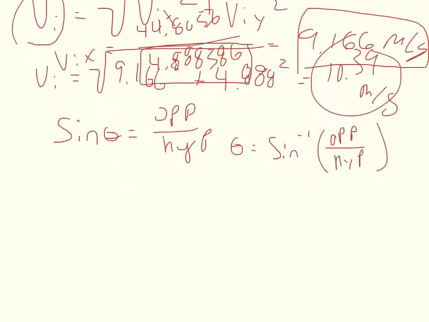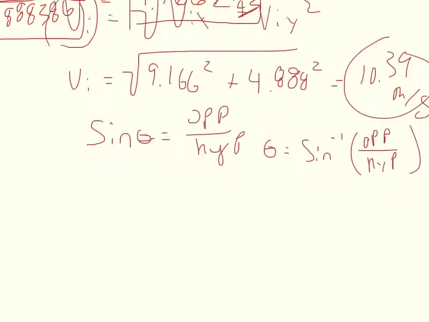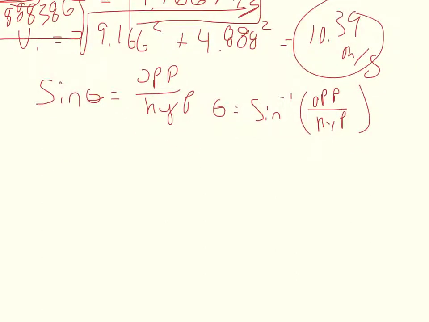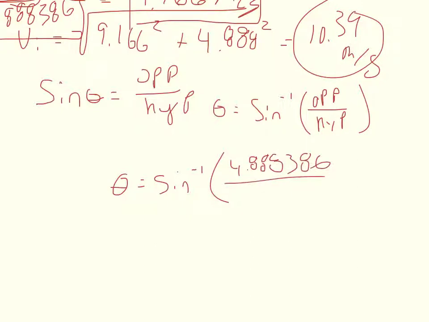Move all this stuff up out of the way. And you get that theta is equal to the inverse sine of 4.888386 over 10.39, which is equal to 28.06 degrees.